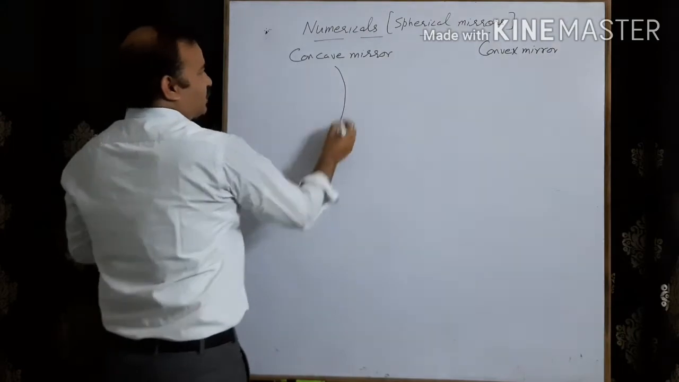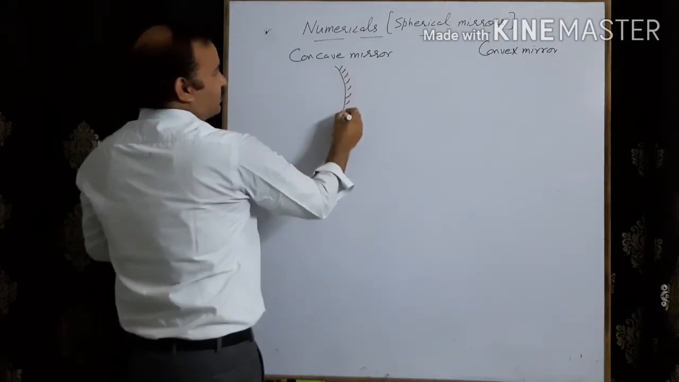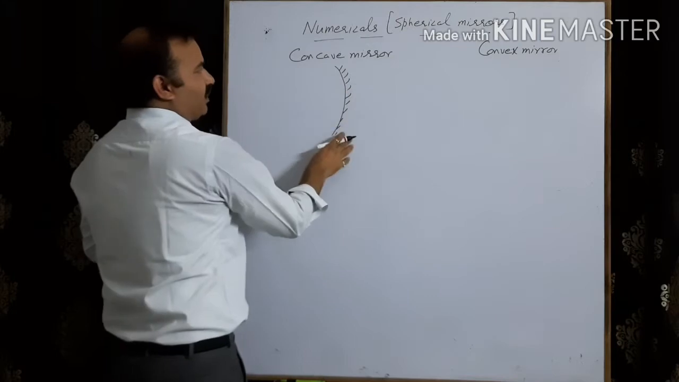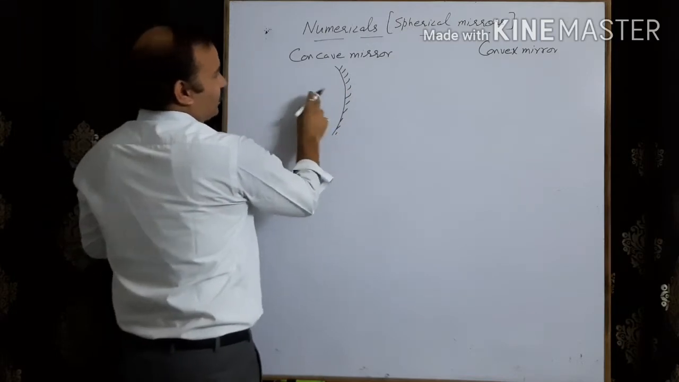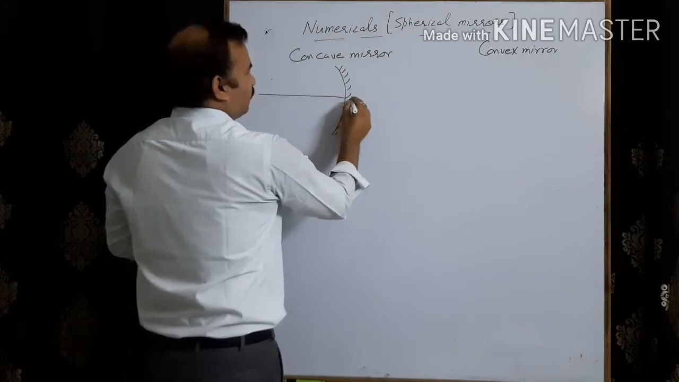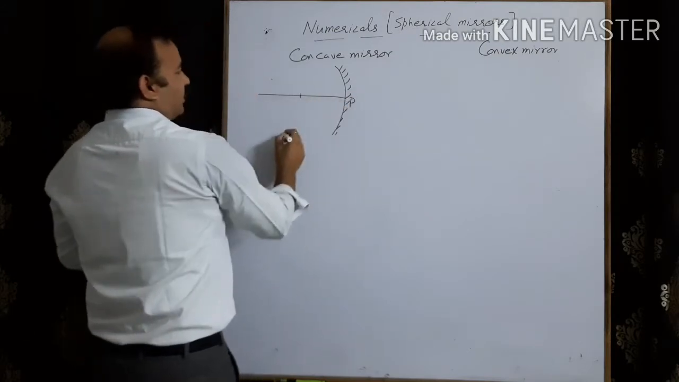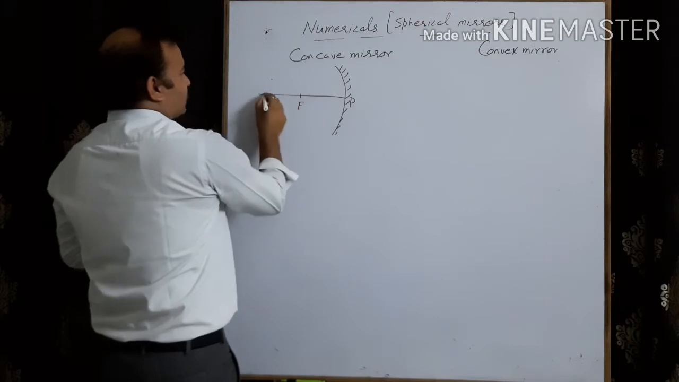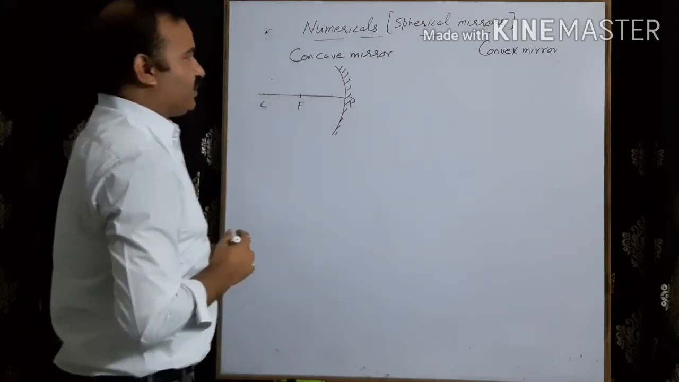Concave mirror is of this shape. This back side is painted, silver polished, and reflection is from this one side. Fine. This is the pole P. This is the focus, and this is the center of curvature.